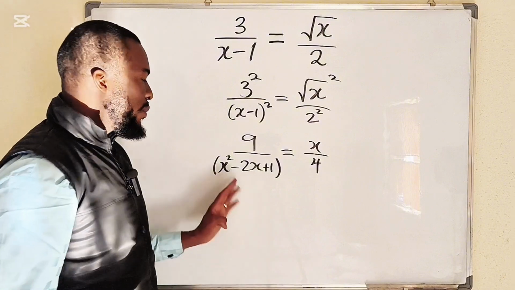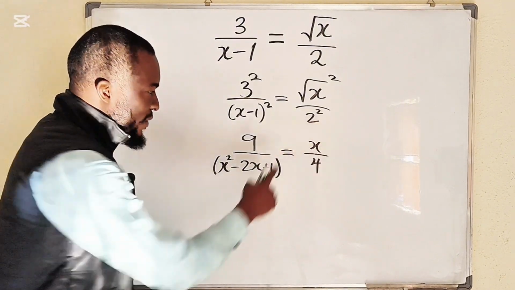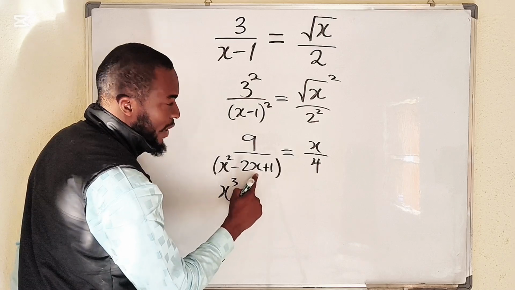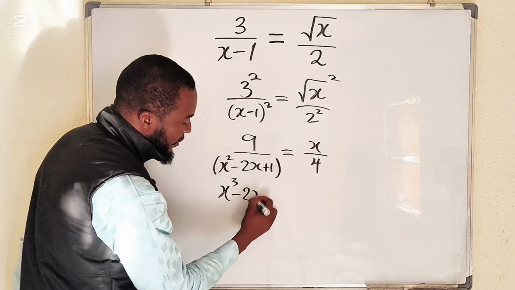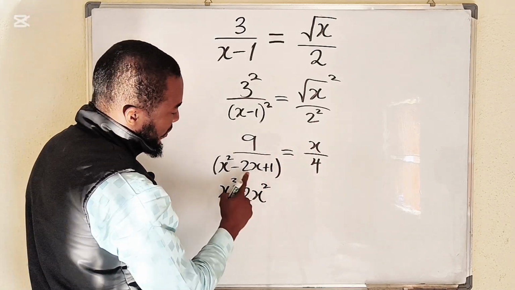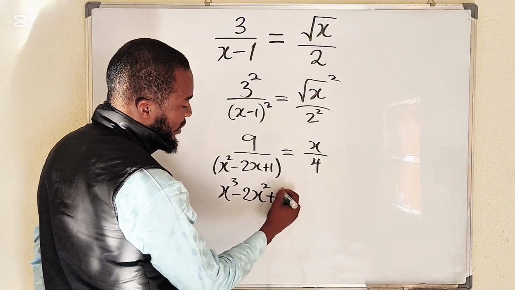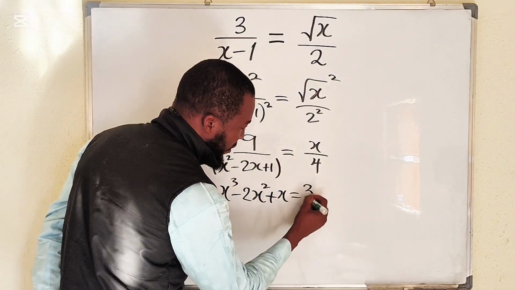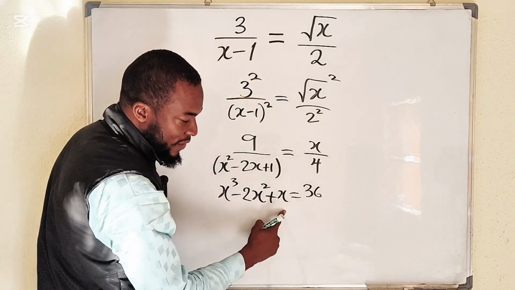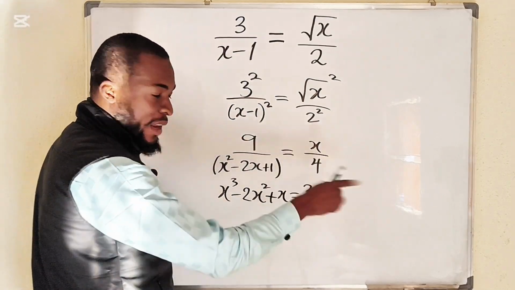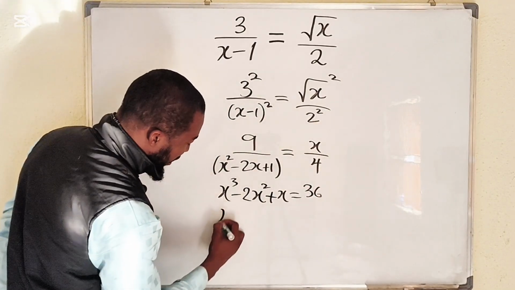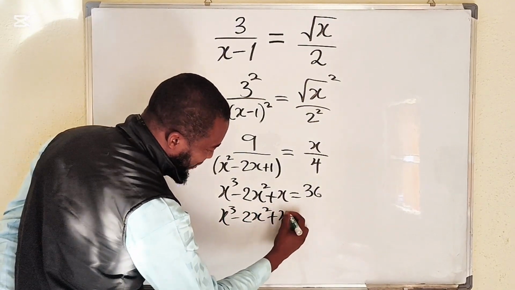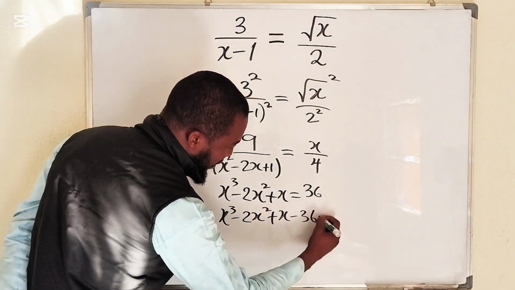Now you can cross multiply. Take the whole of this and multiply by this. x times x squared will give us x cubed, minus 2x times x will give us 2x squared, then 1 times x will give us positive x, equals 9 times 4, which is 36. But I may decide to bring this 36 inside, so the right hand side will be 0. So this is x cubed minus 2x squared plus x minus 36 equals 0.